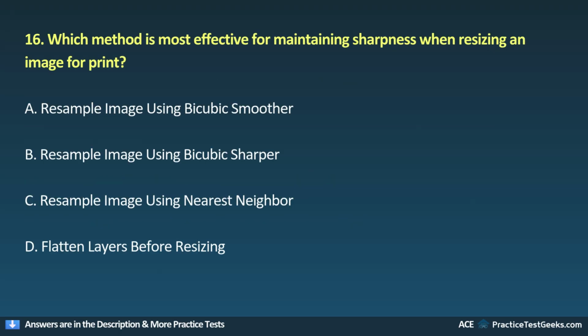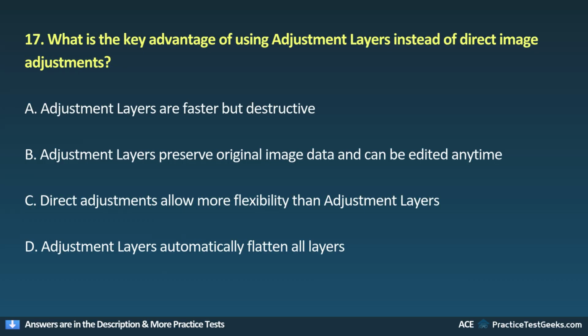16. Which method is most effective for maintaining sharpness when resizing an image for print? A. Resample image using bicubic smoother. B. Resample image using bicubic sharper. C. Resample image using nearest neighbor. D. Flatten layers before resizing.